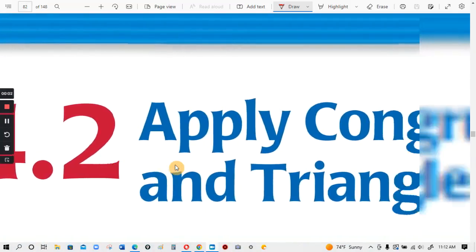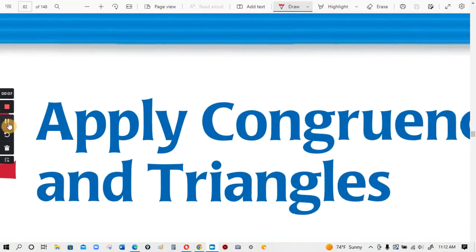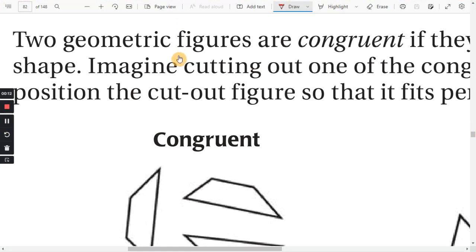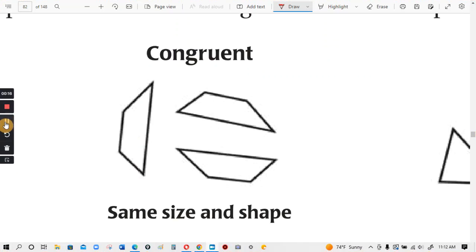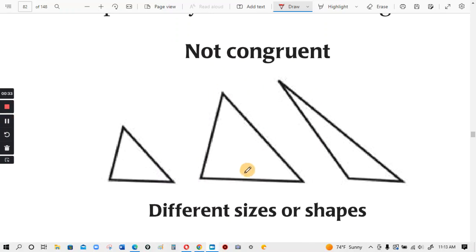Chapter 4.2, apply congruence and triangles. So in this section here, we are dealing with congruent figures. For congruent figures, that just means they have the same size and shape. Okay, they might be oriented different ways, but as long as they have the same size and shape, they are congruent. And of course, not congruent means they have different sizes or shapes.